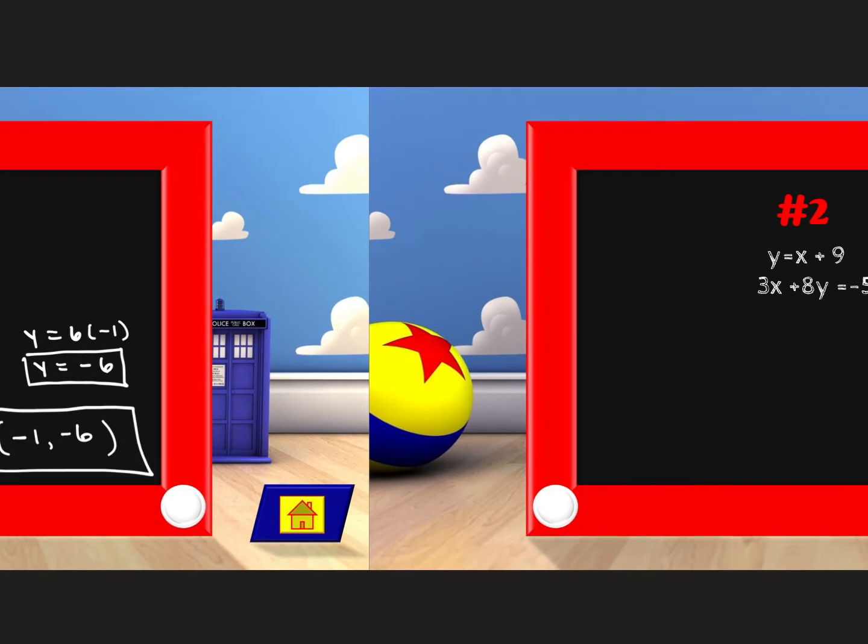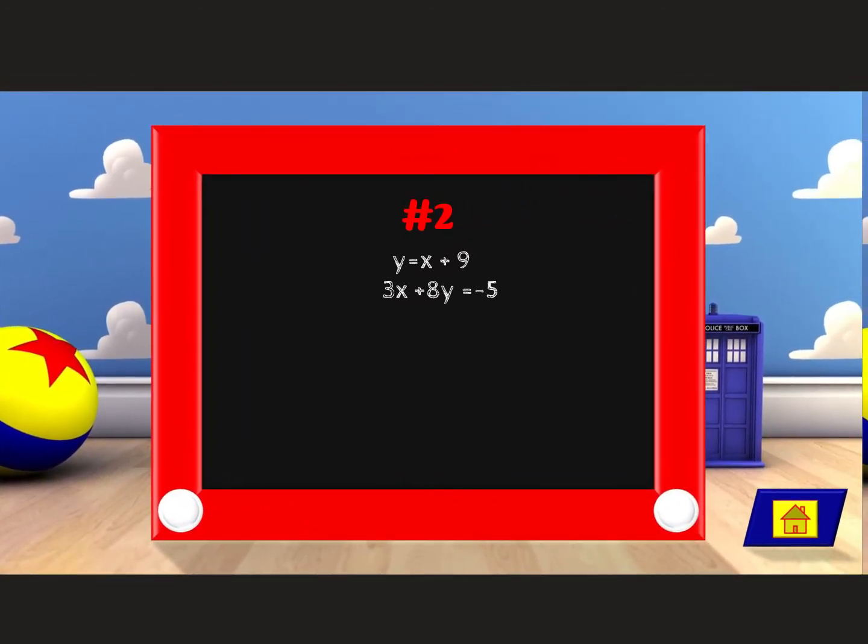Let's take a look at another example. I have y is equal to x plus 9, and I have 3x plus 8y is equal to negative 5. Again, I have an equation already solved for y, so I'm going to go ahead and sub in. I have 3x plus 8 times x plus 9 equals negative 5. Now I have to distribute. I have 3x plus 8 times x gives me 8x, and 8 times 9 gives me 72.